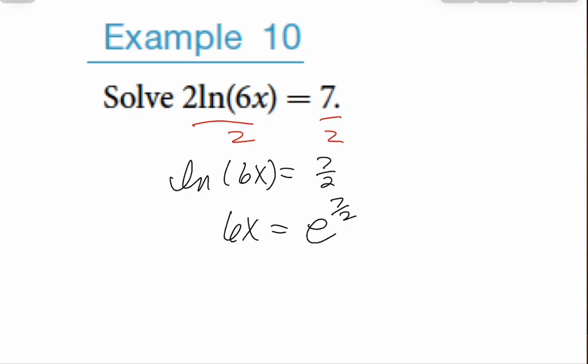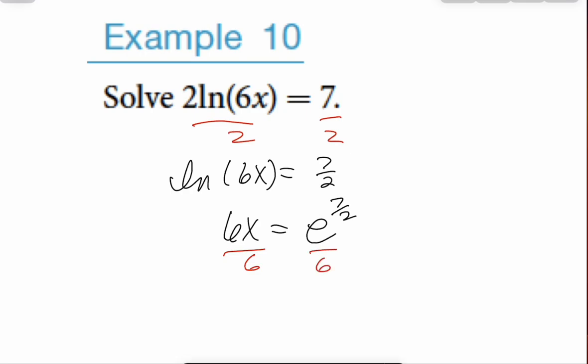If I said that 6x equals 12, how would you solve for x? You divide by 6. Well, this is still the same thing. 6x equals a number. To get rid of the 6, divide by 6. So we're going to divide both sides by 6.